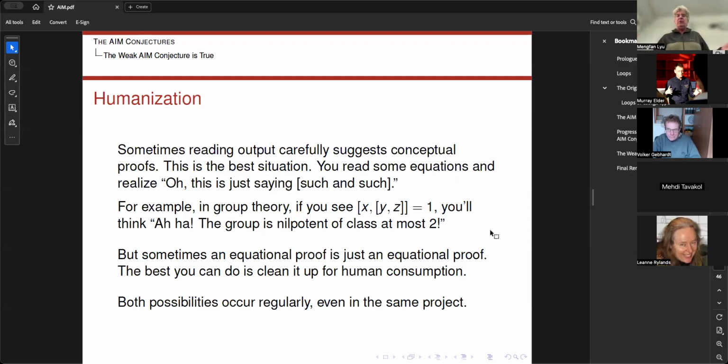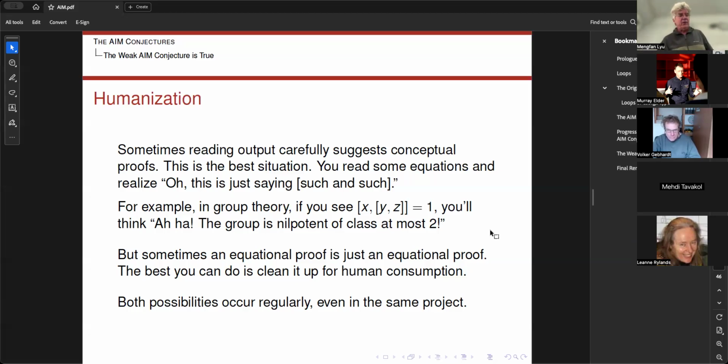So for example, I gave examples of this already. If you see an iterated commutator equation, then you know on the high level, oh, that means this group is nilpotent of class at most 2. But as you probably all know, sometimes, as Freud once said, a cigar is just a cigar. Well, sometimes an equational proof is just an equational proof. There's nothing you can really do. The equation bashing is all there is. You can try to simplify it as much as you can, clean it up, but in the end, you just have to live with it.